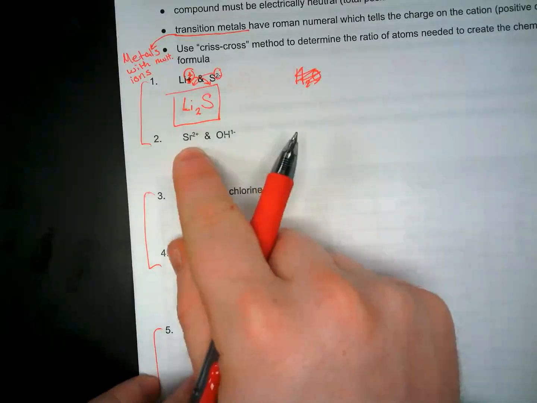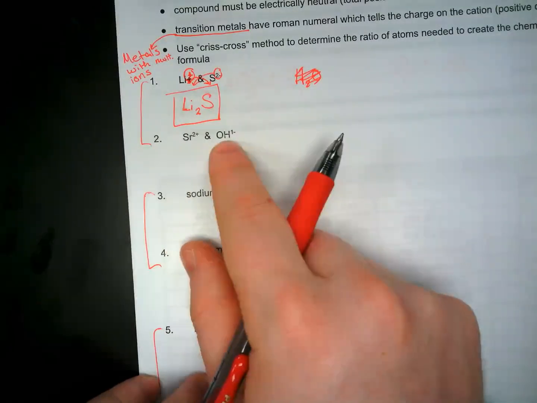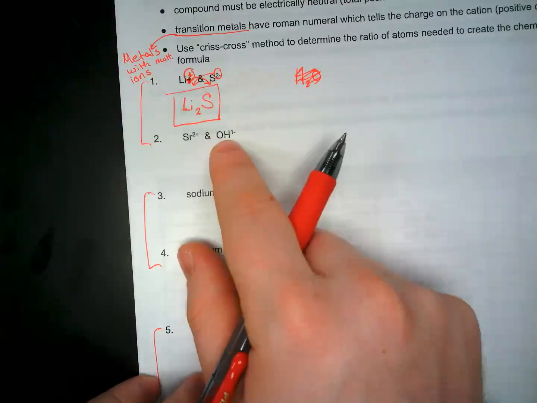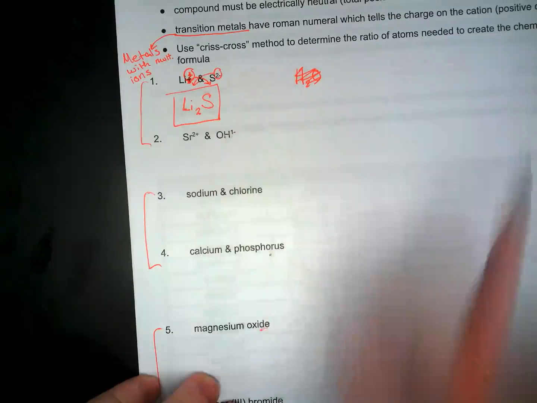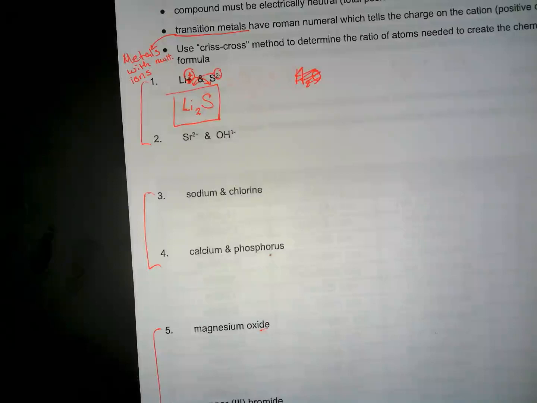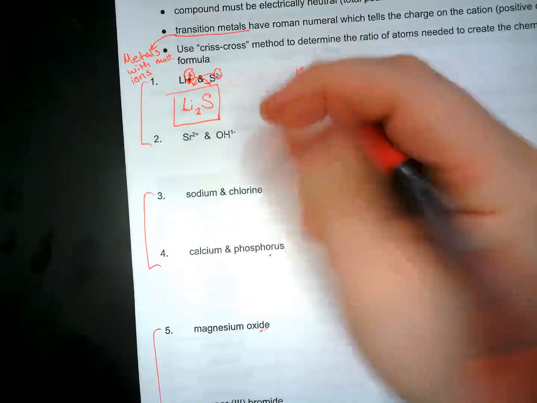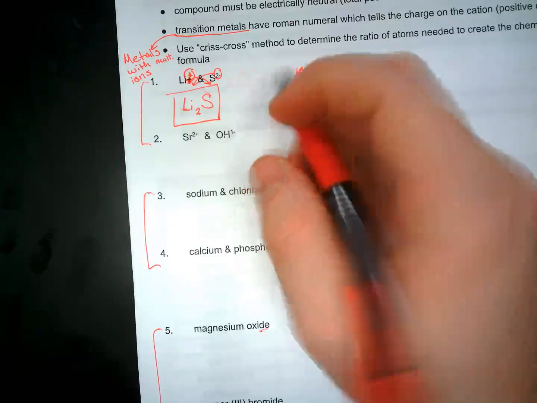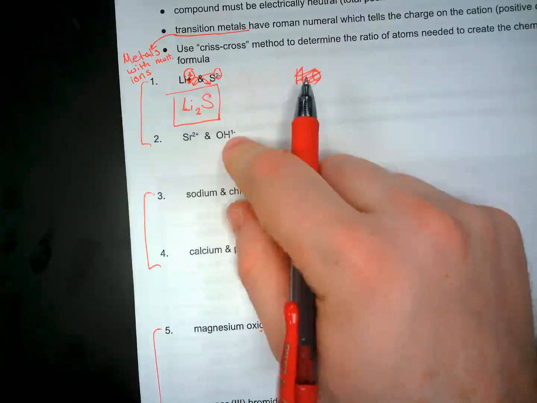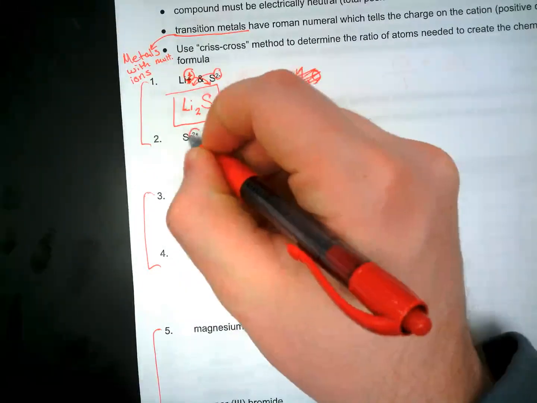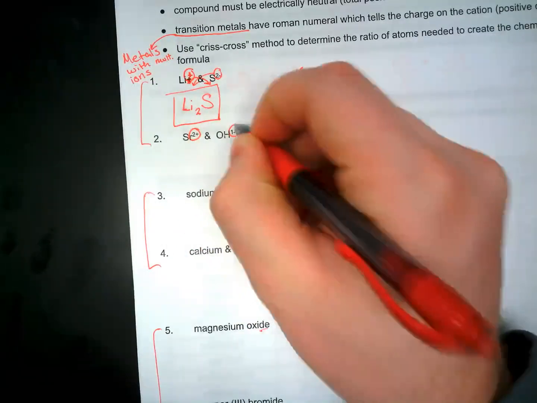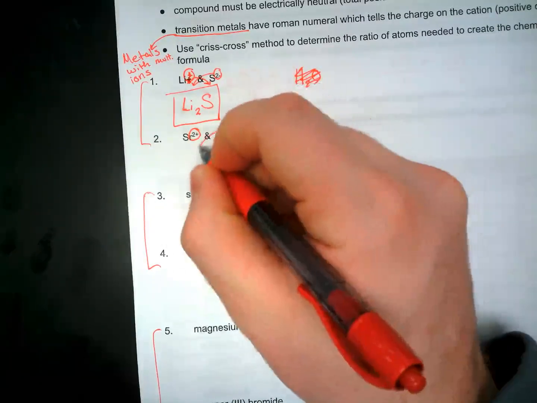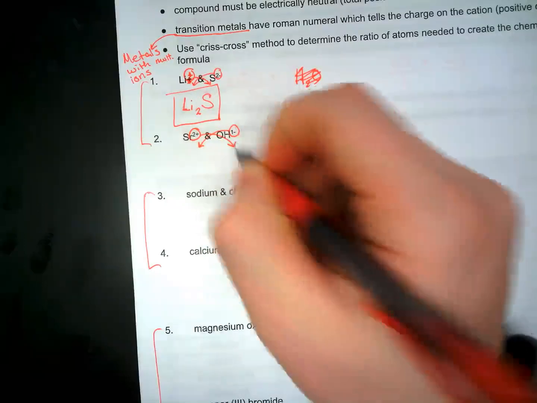So let's try again. Strontium here has a charge of 2+. Hydroxide, which is a polyatomic ion, has a charge of -1. So we're going to circle their charges, and we're going to crisscross.